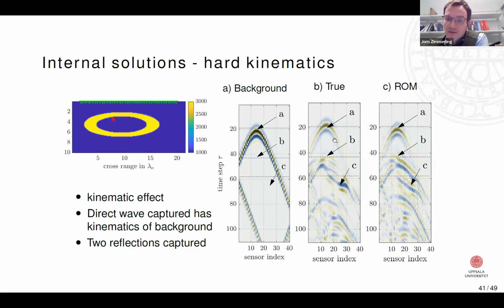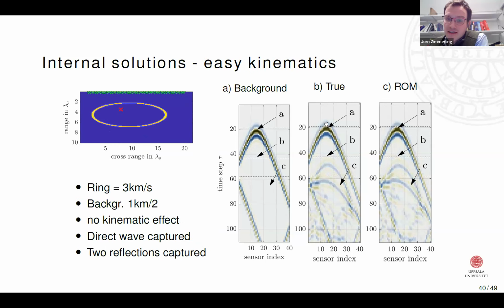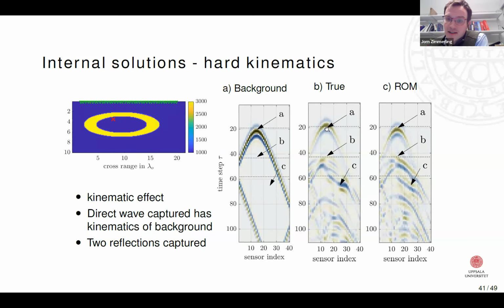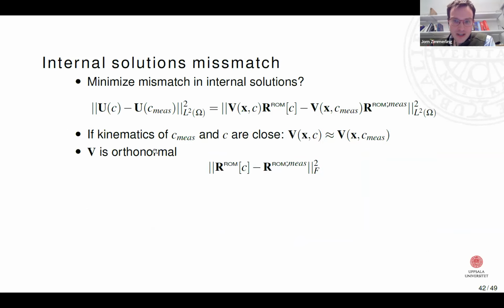So I will go back one more time, and you'll see that here the kinematics are correctly approximated, and then here the true wave arrives much earlier. However, the reduced order model fails to realize it because I've used a constant background with essentially the wrong kinematics to approximate this. And then due to time, I will skip this slide.